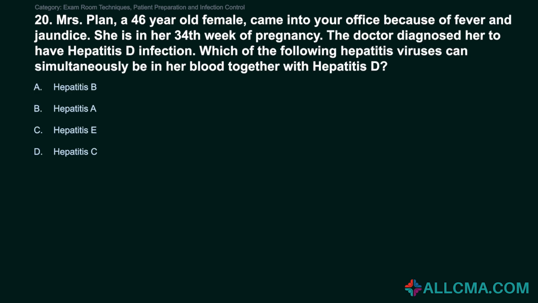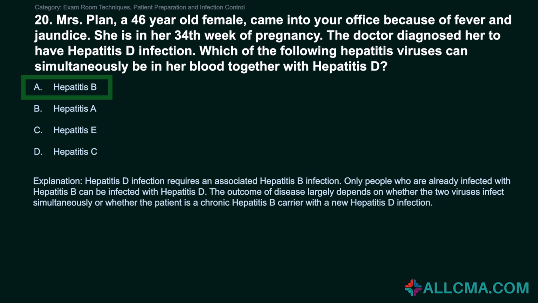20. Mrs. Plan, a 46-year-old female, came into your office because of fever and jaundice. She is in her 34th week of pregnancy. The doctor diagnosed her to have hepatitis D infection. Which of the following hepatitis viruses can simultaneously be in her blood together with hepatitis D? A. Hepatitis B. B. Hepatitis A. C. Hepatitis E. D. Hepatitis C. Correct answer: A. Hepatitis B.